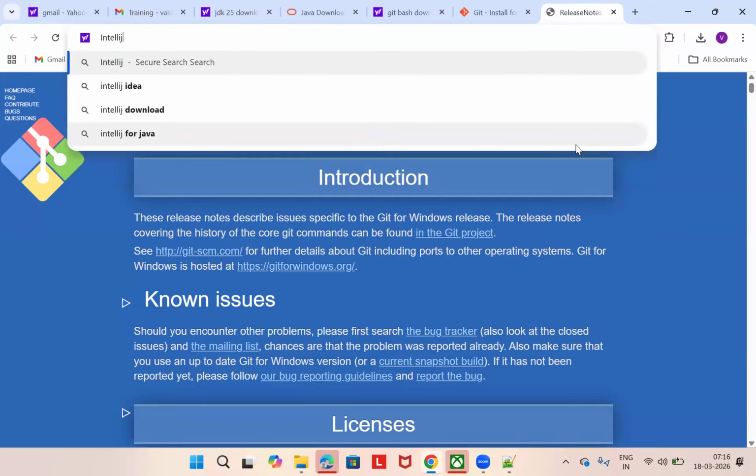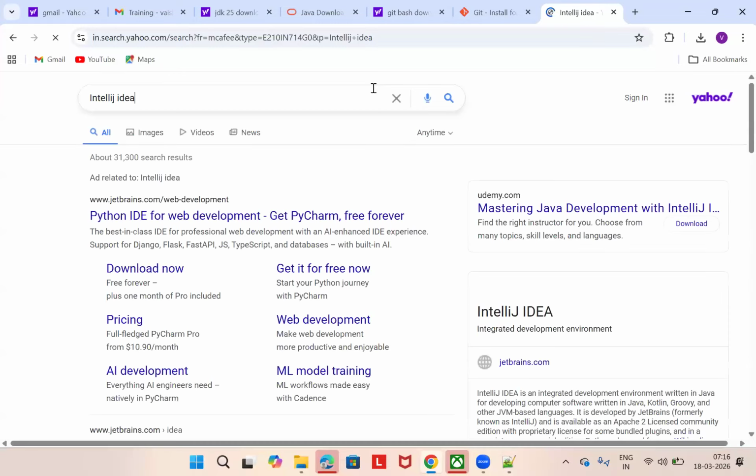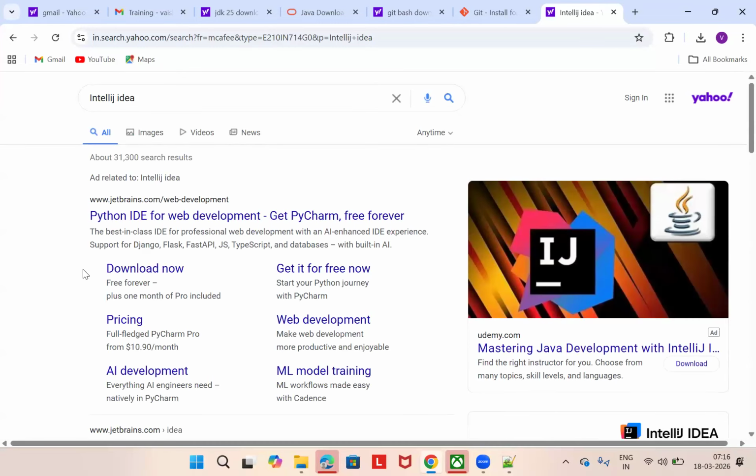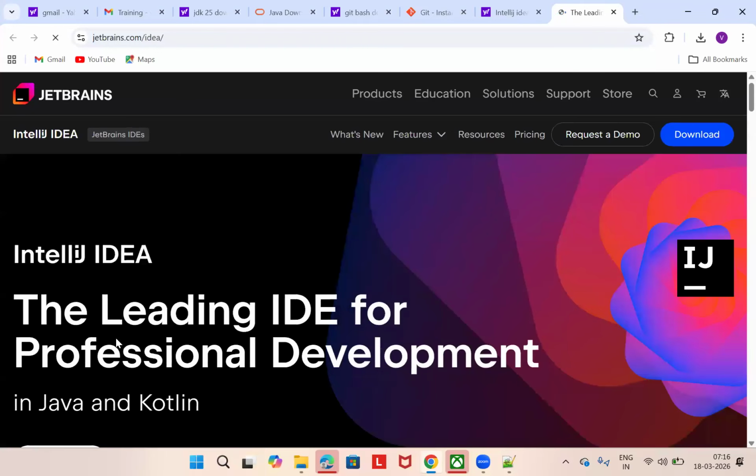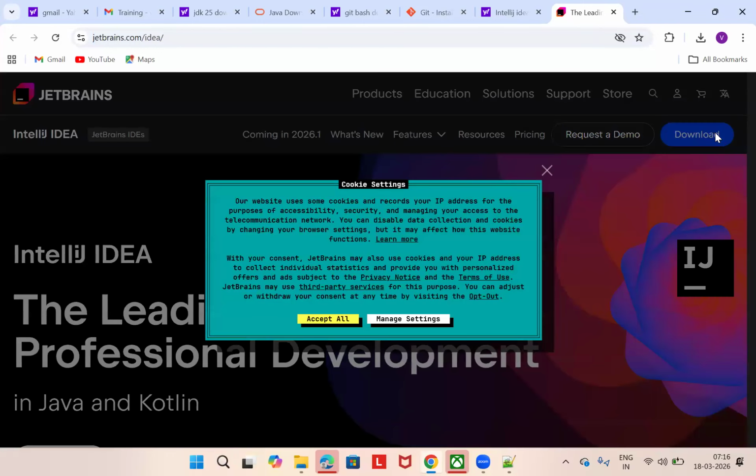So for this course, we are going with IntelliJ IDEA. You can also use Eclipse, that is not a problem, but the latest features of Java that we are using will be highly flexible in IntelliJ because they are one of the prime sponsors to Java Oracle. So let me click on download.